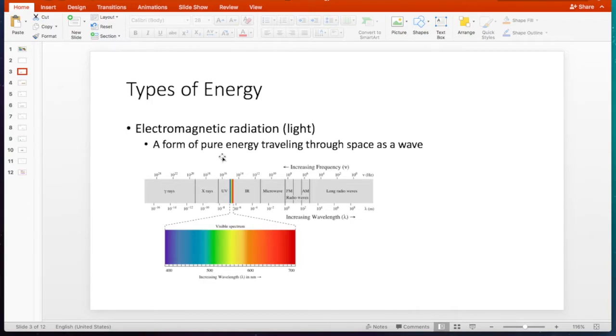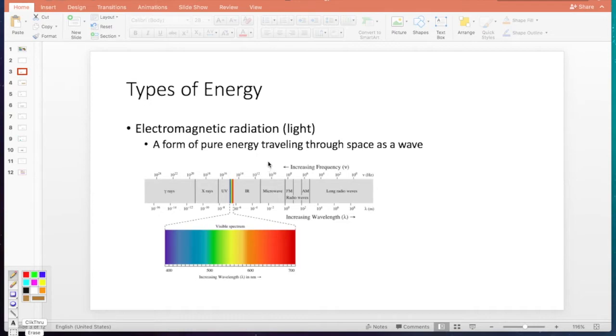It's almost a form of pure energy. Light carries energy as it travels through space. It travels through space as a wave. We're going to study light more in our next unit. So this chart probably doesn't make a lot of sense to you right now. That's totally fine. We're not going to focus on it.